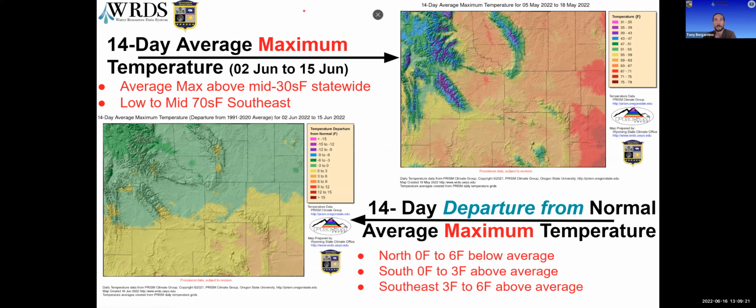Looking at that as a departure from normal, we see a kind of a dividing line across the state, with the northern part 0 to 6 below average, with the lowest up here in the higher elevations of the northwest, as you'd expect, and then in the south above average, mostly by 0 to 3 degrees, but some portions of the southeast 3 to 6 degrees above average, especially in Albany, Laramie, and then southern Goshen and Platte counties.